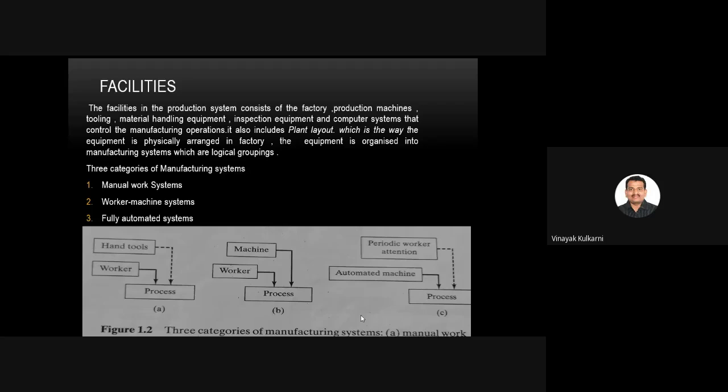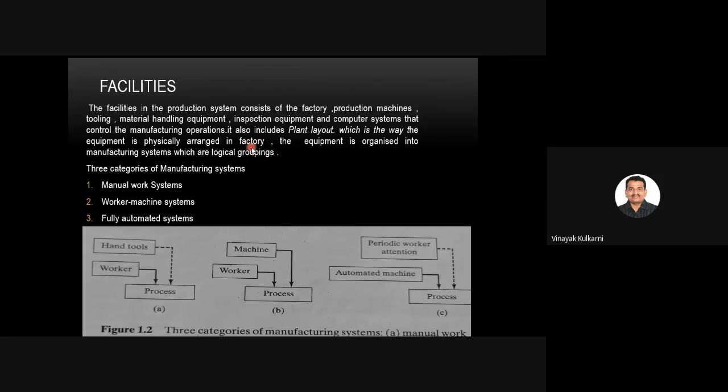The facilities in a production system consist of the factory, production machines, tooling, material handling equipment, inspection equipment, and computer systems that control the manufacturing operations. It also includes plant layout, which is the way the equipment is physically arranged in the factory. Now, I'll just highlight this line: the way the equipment is physically arranged in the factory.